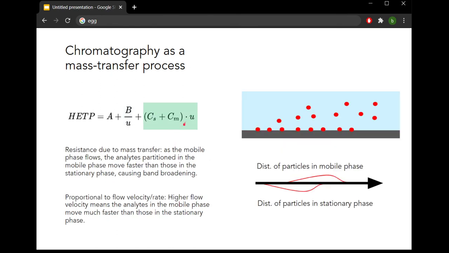And lastly, we have the mass transfer term, which is C. Don't worry about the S and M at this point in time. Just know that resistance due to mass transfer occurs because as the mobile phase flows through the column, analytes get separated into two partitions. The stationary phase over here, the ones that are adsorbed to the plate or the column packing material, as well as the ones that are inside the mobile phase. This is what we were talking about when we mentioned partitioning or equilibration between the stationary and mobile phases.